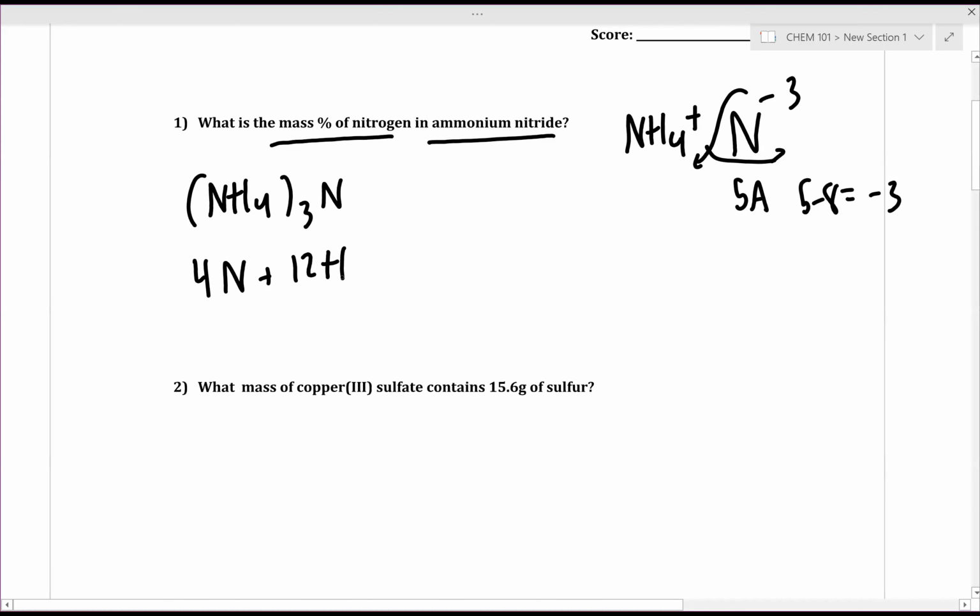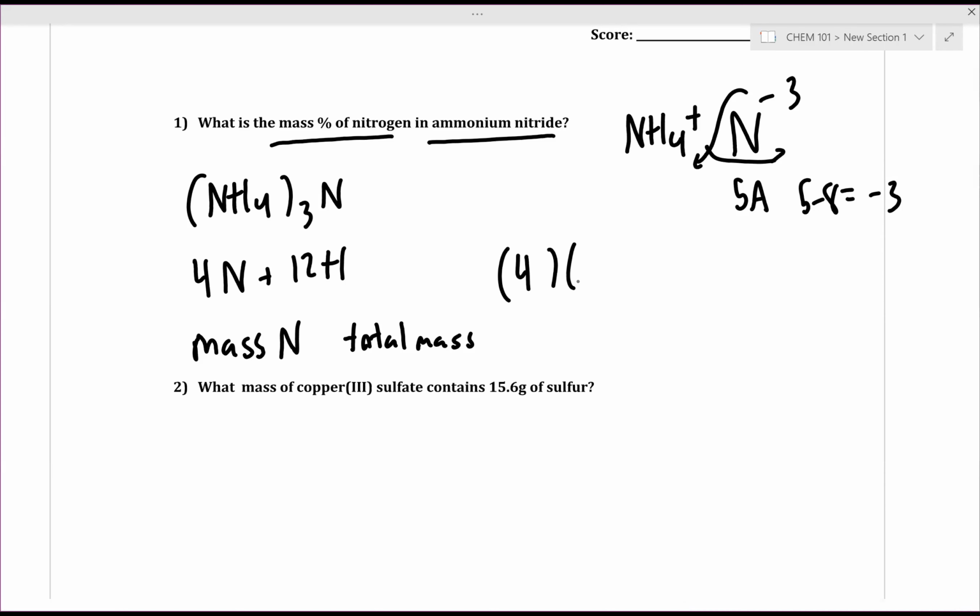So if we want to calculate mass percent, why is this so important? Why do we need this information? If I wanted to calculate the mass percent of nitrogen, what 2 pieces of information will I need? Molar mass, yep, and the mass of nitrogen. So we need the mass of nitrogen as well as our total mass. Okay, so let's go about calculating those 2 quantities. So the mass of nitrogen. We have 4 nitrogen atoms, and what is the atomic mass of nitrogen? 14, yep.